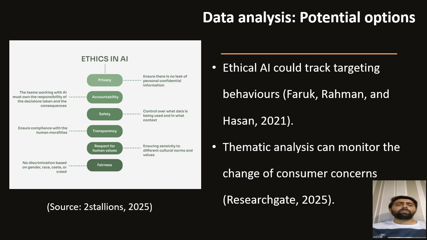In this slide, I am going to talk about the potential options in data analysis. There are some ethics and potential options. There are ethics in AI. First of all, we have privacy. Ensure there is no leak of personal confidential information. And then we have accountability. In this accountability, the team working with AI must own the responsibility of decisions taken and the consequences. After this, we have safety, transparency, respect for human values, and after all this, we have fairness.